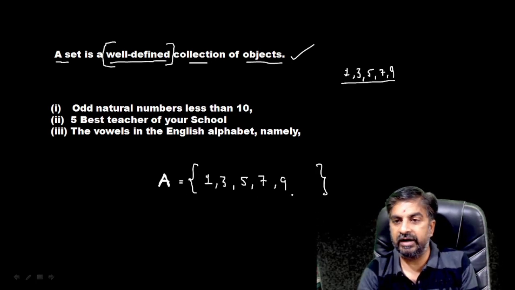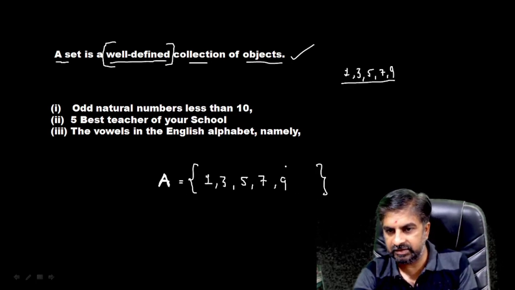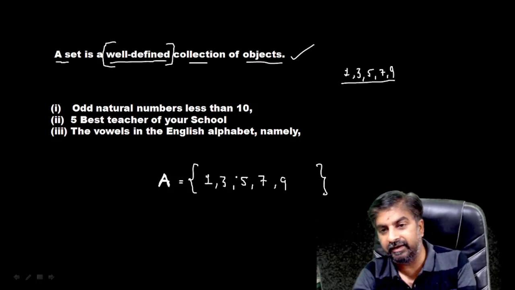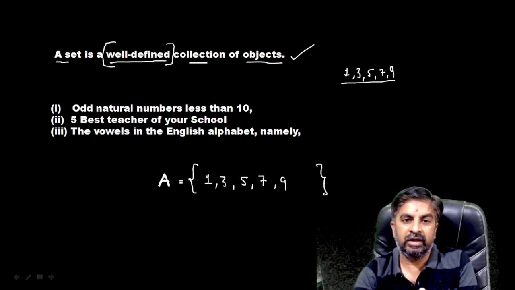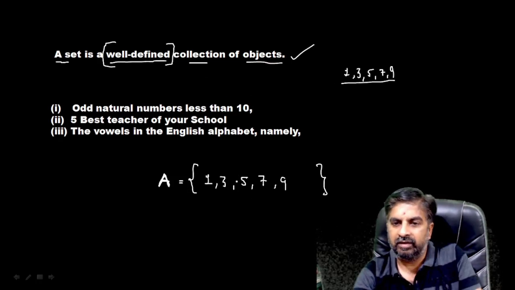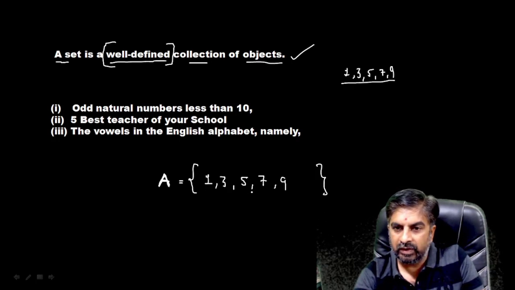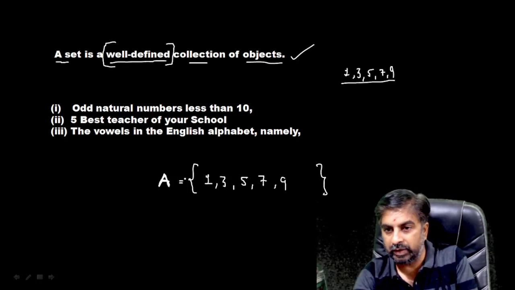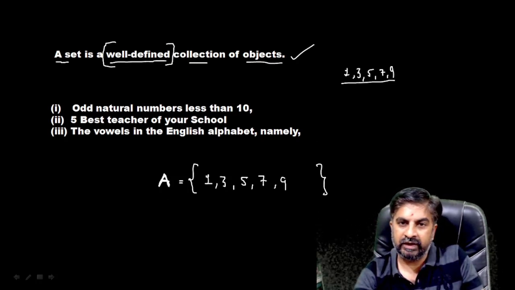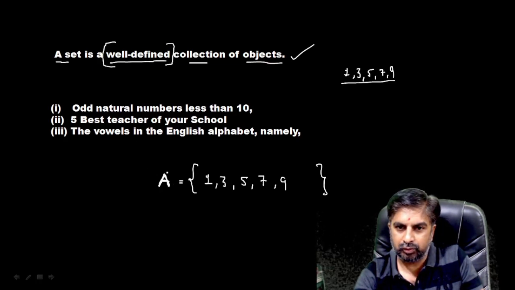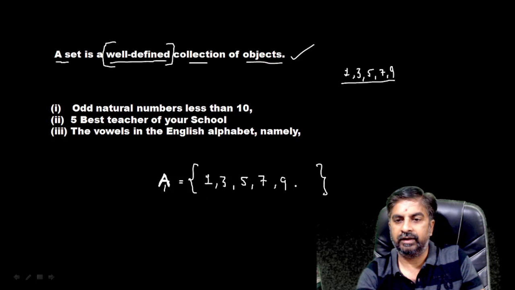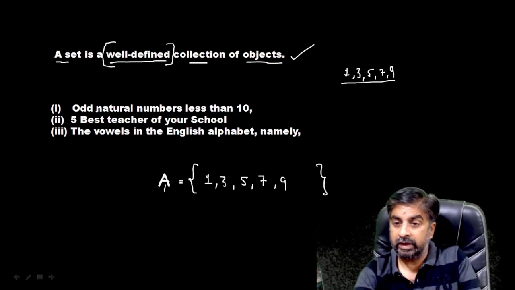These are fixed, well defined. We know these are defined and fixed. If I ask you for numbers less than 10, you will give the same numbers. If you go to any other country and ask them to tell the odd natural numbers less than 10, they will also say the same. So everywhere you will get the same answer. This is called a well-defined collection of objects. I also told you how to write it: the name of the set should be in capital letters, and the objects or elements are written inside the curly braces like this.